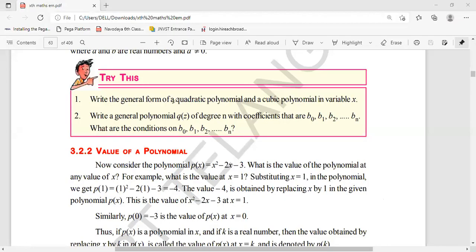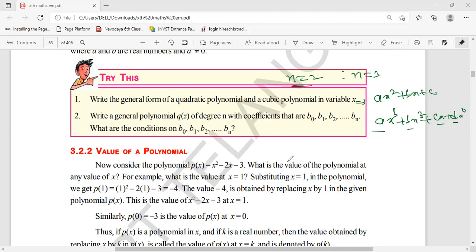Write the general form of a quadratic polynomial and a cubic polynomial in variable x. Just now we did. If n is equal to 2 we get a quadratic polynomial, and if n is equal to 3 we get a cubic polynomial from the general expression. Or else you can directly write ax square plus bx plus c for a quadratic polynomial, and ax cube plus bx square plus cx plus d for a cubic polynomial, where a, b, c, d are the coefficients of x cube, x square and x. This is the constant, x power 0.